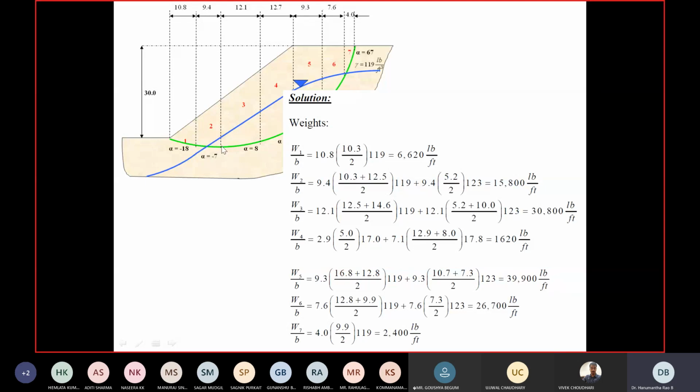Is below the groundwater. So this 5.2 indicates below the groundwater and 12.5 indicates above the groundwater.